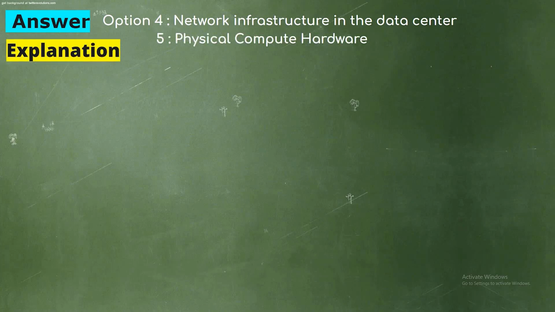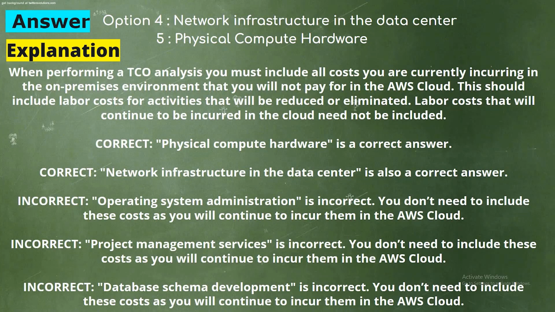Explanation. When performing a TCO analysis, you must include all costs you are currently incurring in the on-premises environment that you will not pay for in the AWS cloud. This should include labor costs for activities that will be reduced or eliminated. Labor costs that will continue to be incurred in the cloud need not be included. Correct. Physical compute hardware is a correct answer. Correct. Network infrastructure in the data center is also a correct answer.